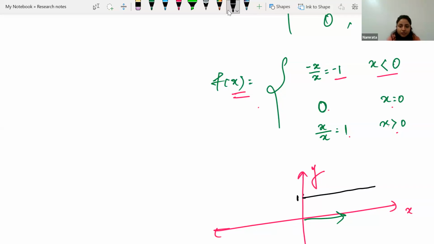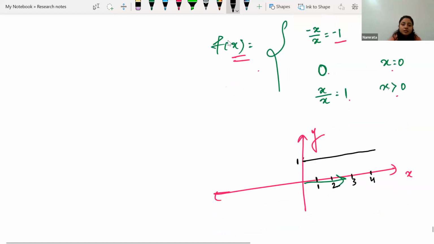Okay, y is 1. That means I want to show over here when x is 1, x is 2, x is 3, x is 4, the y value is continuously 1 only. Now when x is smaller than 0, y value is -1. We can understand y value -1 means downside. And when x is -1, -2, -3, -4, continuously the y value is -1.